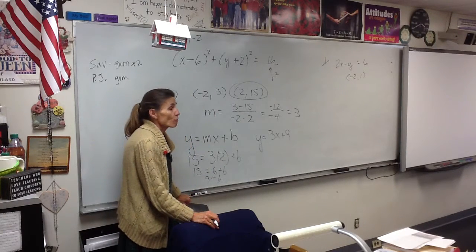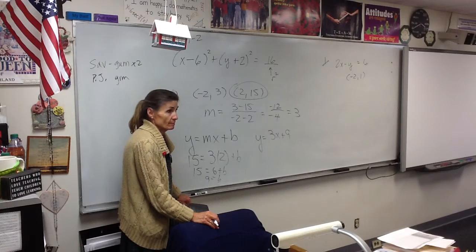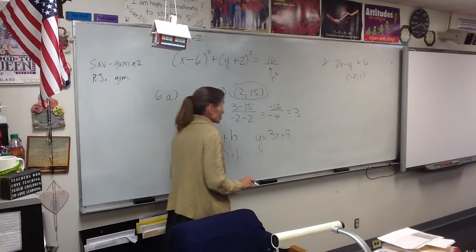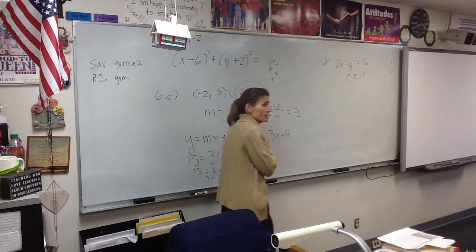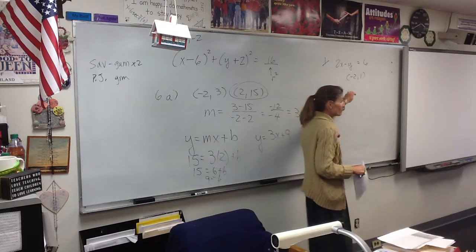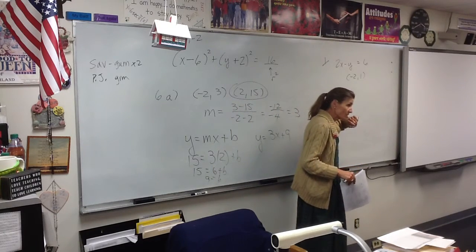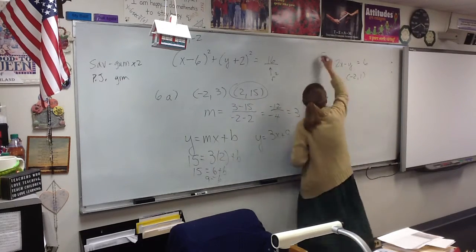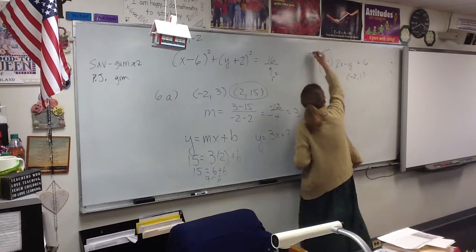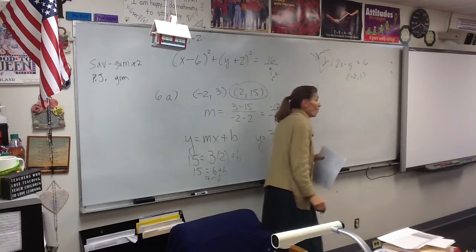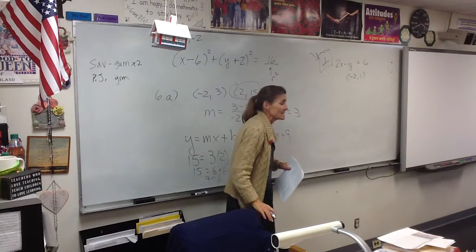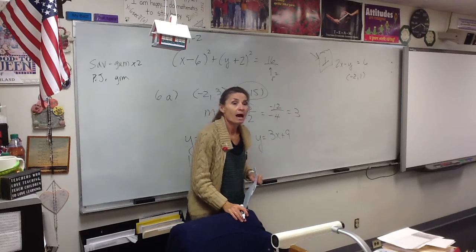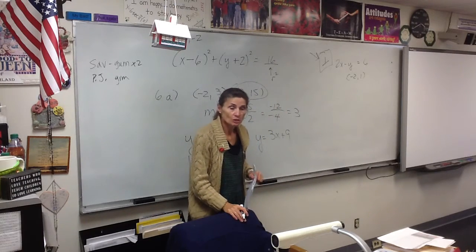Same directions. Write the equation of the line. I need the slope, just like before. But the problem is I don't have 2 points. So I'm going to have to find slope differently. This is where your eyes should be focused. What does perpendicular mean? Opposite reciprocal slope.